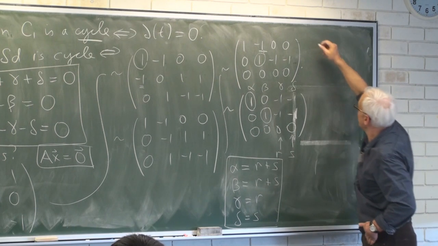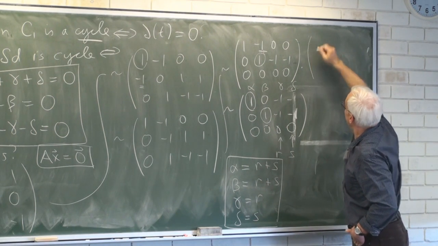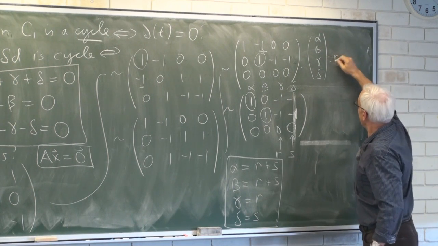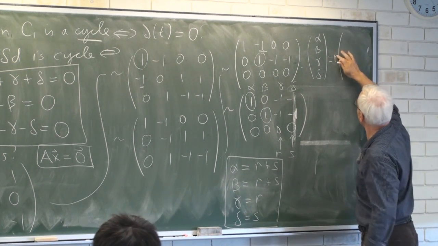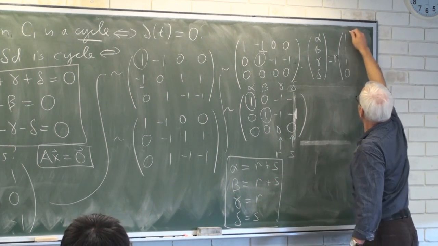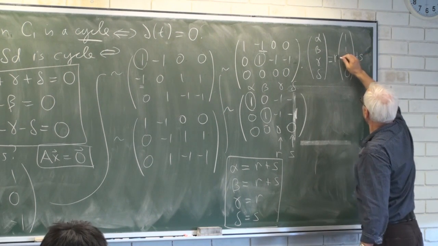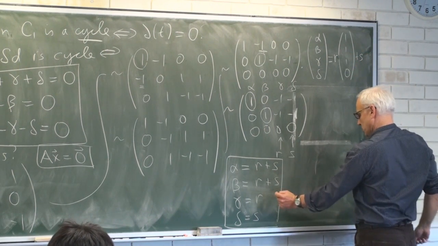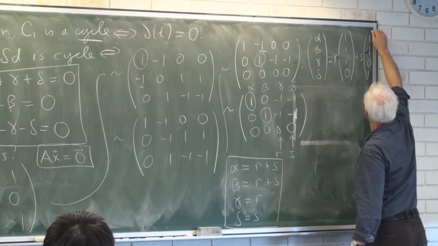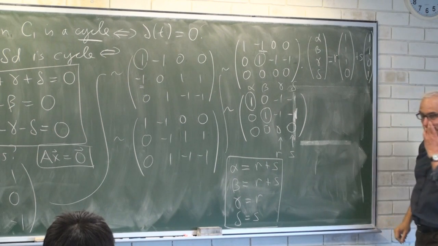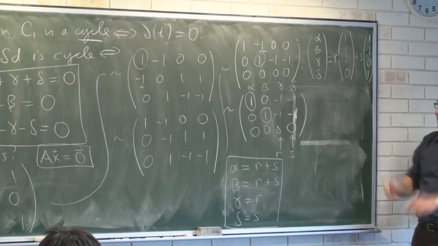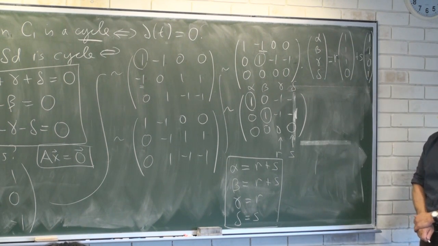Let me write it in vector form. So another way of saying it is that this vector alpha, beta, gamma, delta is R times the vector 1, 1, 1, 0, plus S times the vector 1, 1, 0, 1. Telling us that the null space is two-dimensional and it's spanned by these two vectors.